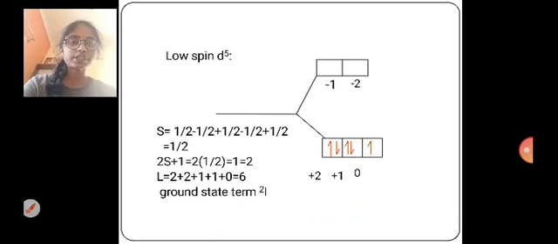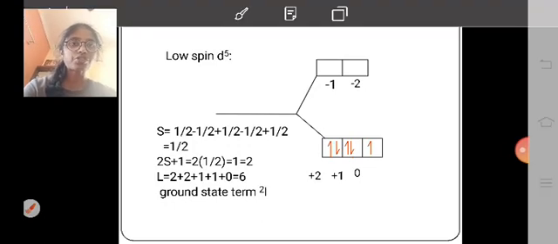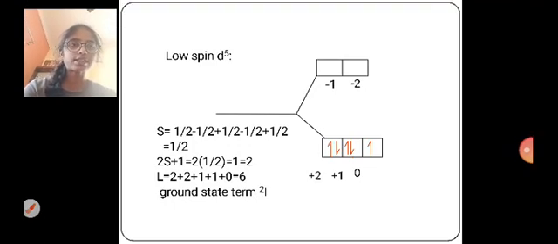For low spin d5, the electrons are not excited, they will fill in the lower energy level only. So the electrons are paired up here, and plus half and minus half will get cancelled. Only a single electron remains, so S is equal to half, and spin multiplicity 2S plus 1 equals 2. L value will be equal to 2, and the ground state term is 2D.